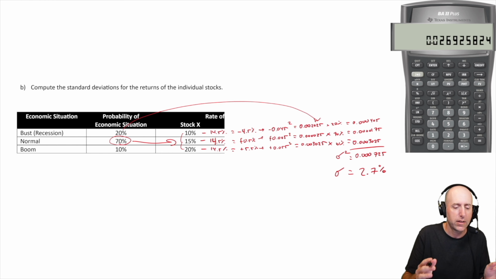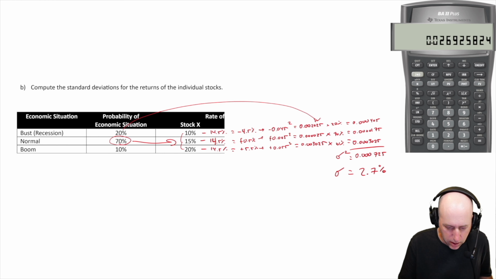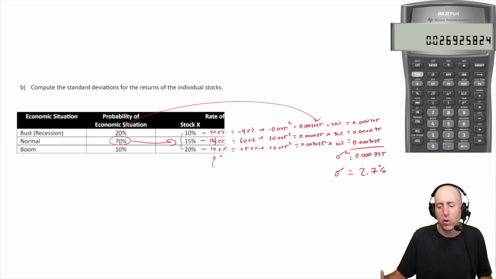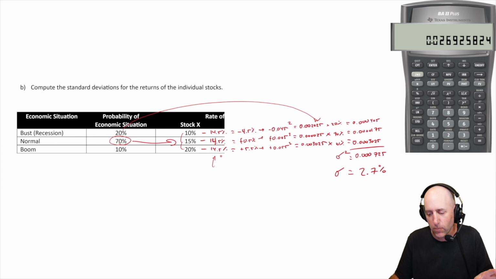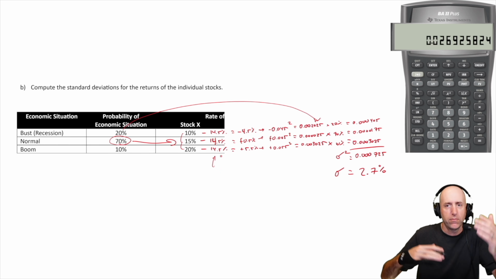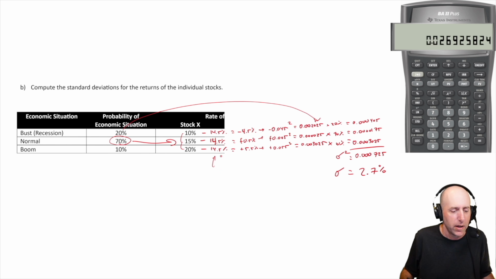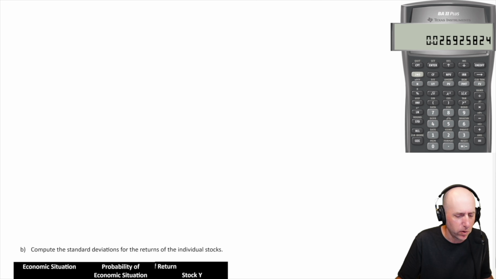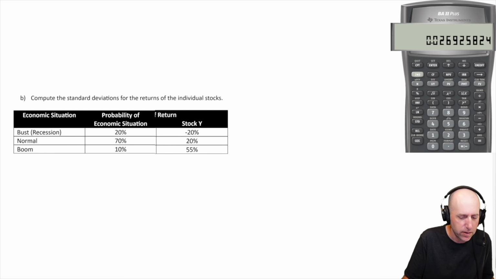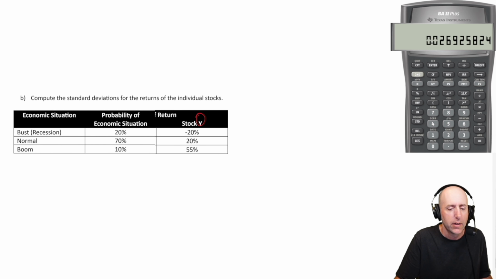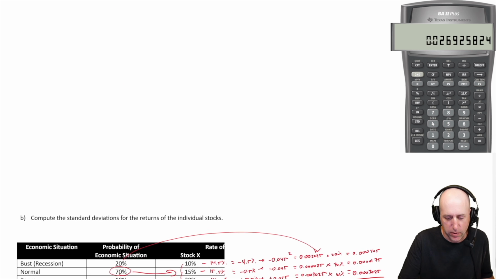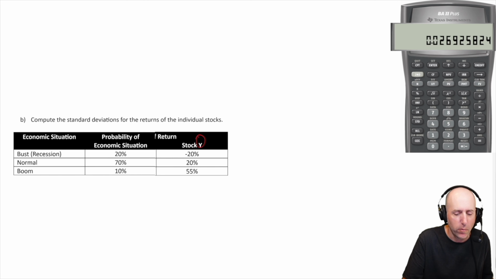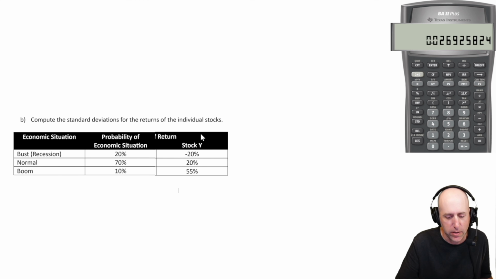So again, we're expecting a return of 14.5% plus or minus 2.7% is the standard deviation. Okay, so in any event, it's a measure of the variability here of our returns. Okay, let's move along and do the same thing for stock Y. So stock Y's expected return was 15.5%. And what we're going to find is, look at these returns, way more variance, way higher standard deviation.